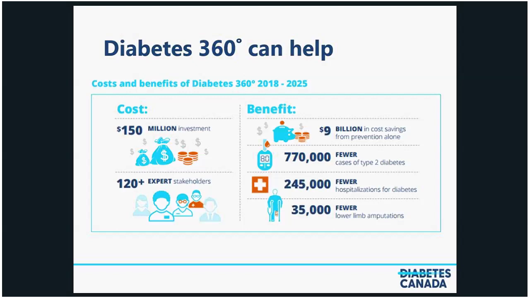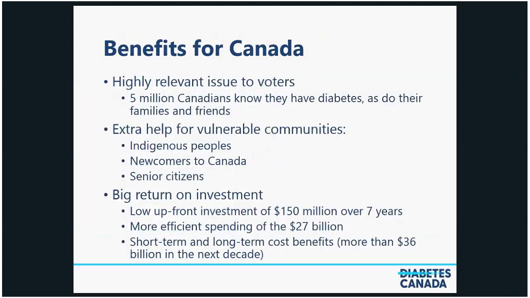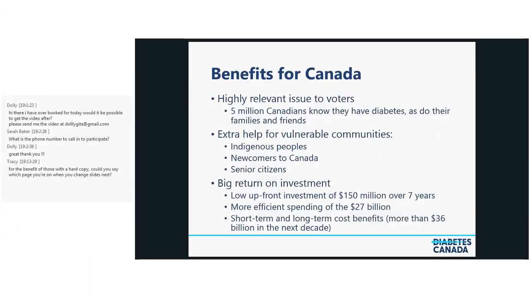We can't continue to allow the problem of diabetes to grow at the almost exponential rate that it has been in recent years. And we can see benefits in terms of costs to the healthcare system and to our economy, and more importantly, to Canadian citizens. We think that the government should take this on now, because this is a highly relevant issue to voters.